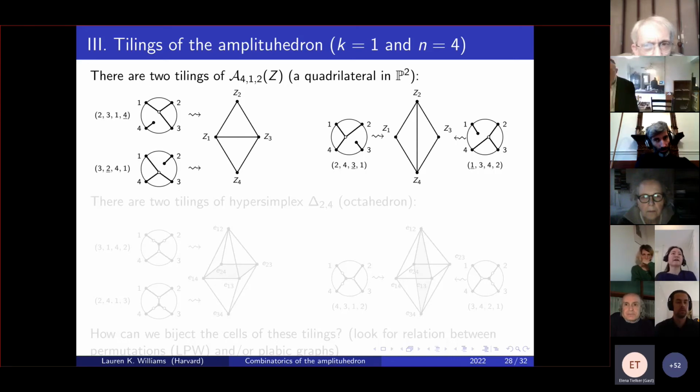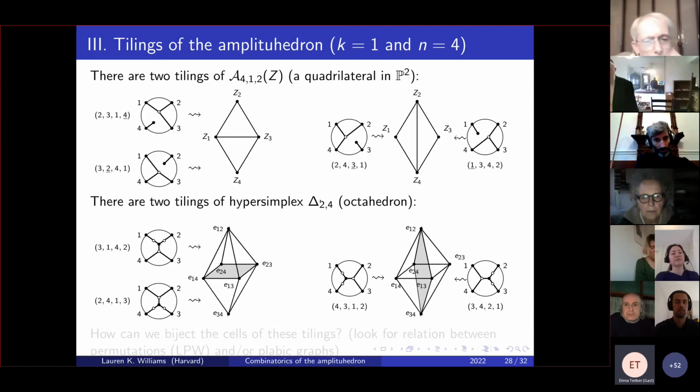Now, on the other hand, there are two tilings of the hypersimplex, delta 2,4, and delta 2,4 is an octahedron. And if you think about ways of tiling the hypersimplex using positroid polytopes, then you'll see that there's exactly two ways to do so. You can cut it by a plane in the middle like this into this square pyramid and this square pyramid. And on the other side, you can also cut it vertically like this into this square pyramid on the left and the right. These are the two ways of cutting the hypersimplex into positroid polytopes.